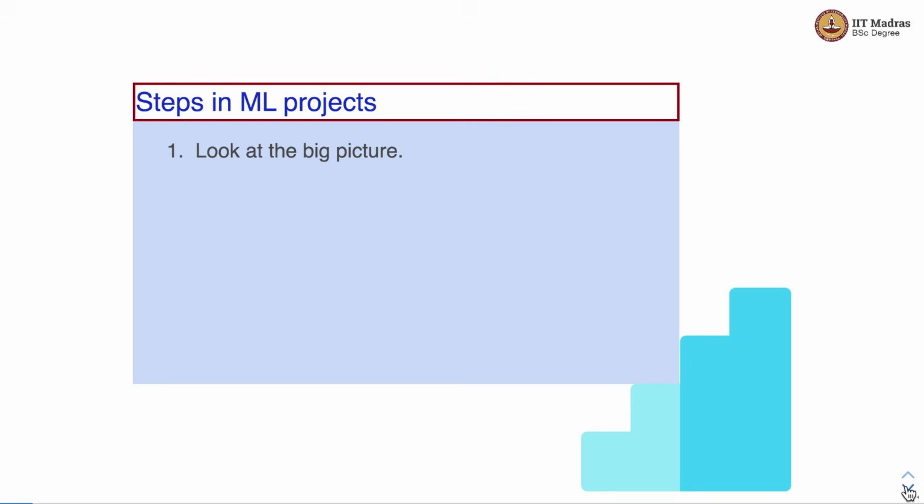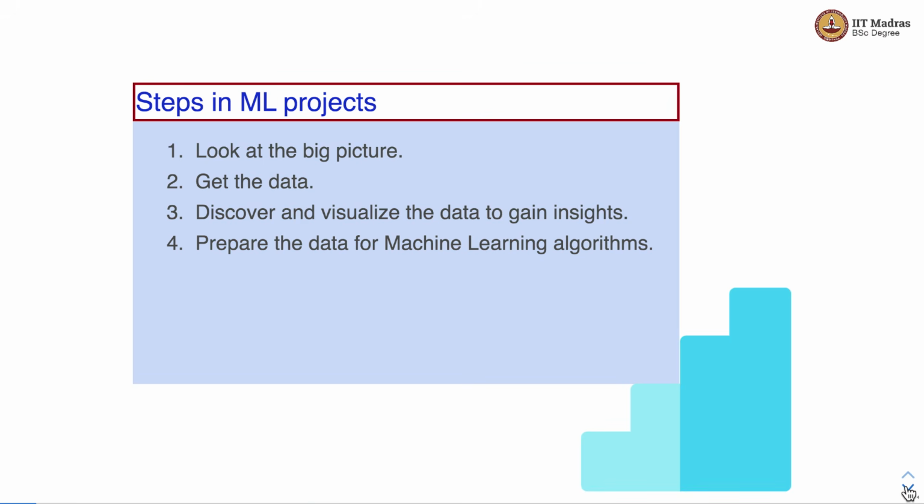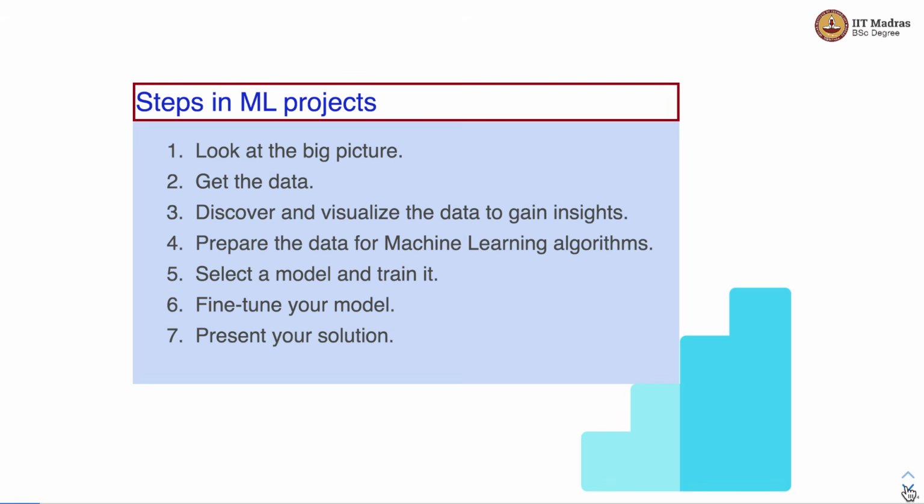There are 8 steps in a machine learning project. First, we look at the big picture. Then we get the data. We discover and visualize the data to gain insights. We prepare the data for machine learning algorithms. We select a model and train it. Then we fine-tune our model. We present our solution. And finally, we launch, monitor, and maintain our system.